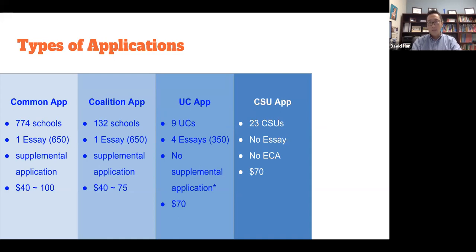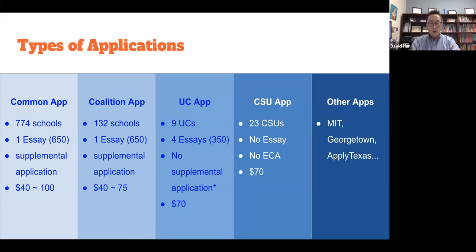And there's a CSU application, 23 campuses. Good news, no essays needed. They don't have a section on the application where you list all the extracurricular activities and descriptions of extracurricular activities. So it's really simple. We're going to look at it in more detail, but it's pretty much the academic information that's required for the CSU application.